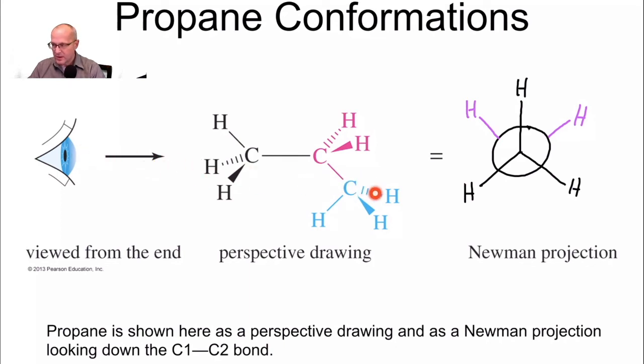Now you could draw it out as an expanded formula, or you could just do what I do. Make your life easy. CH3. Okay? Now remember, this circle is the back carbon. The back carbon has these two hydrogens and a methyl CH3 straight on down. And that is the Newman projection of propane.